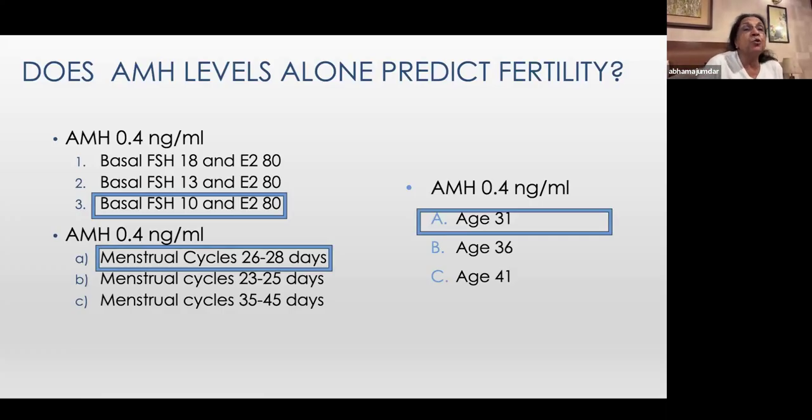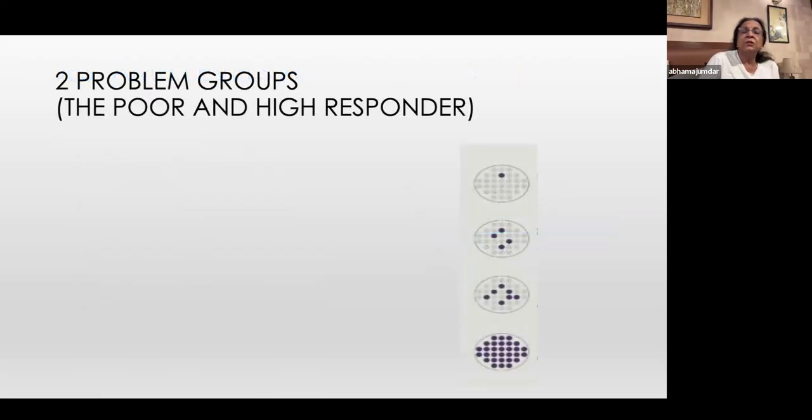So we cannot just go on AMH alone. We need help of other predictors also. So which are the problem groups which we have? The poor and the high responder. High responder, I believe you all feel doesn't matter. But yes, it does matter, because these high responders make too many oocytes, and even if you freeze all the embryos, still the patient can have a lot of complications. And we cannot give a young 30-year-old girl who has come to complete her family complications, which take her across a lot of morbidity and even mortality.